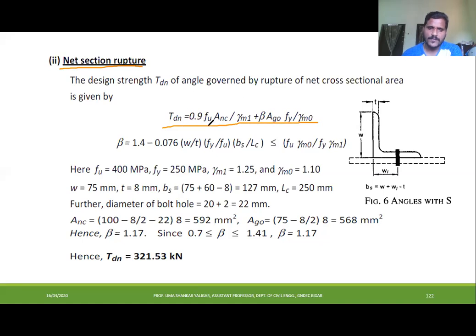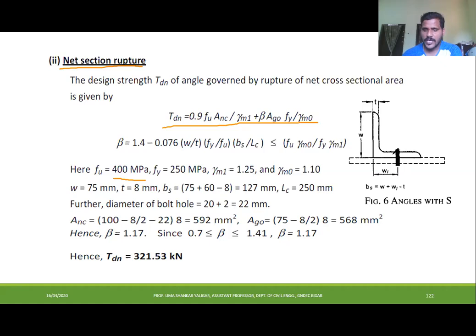the 0.9 Fu into ANC. Here Fu is equal to what? The ultimate stress, how much has he given? 400 MPa. ANC, I told in the last class, N means the net area, meaning the area minus the bolt hole, and C means what? The connected leg. Now if you see this diagram, it is connected to this.